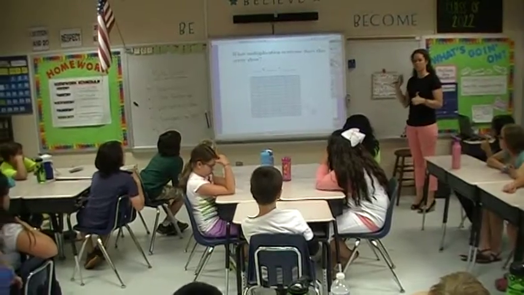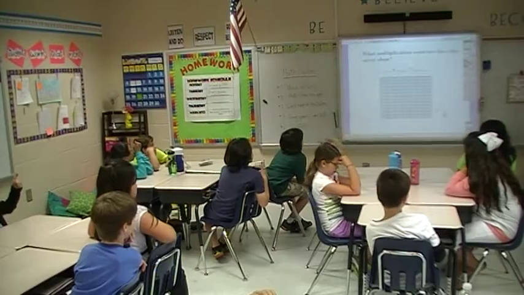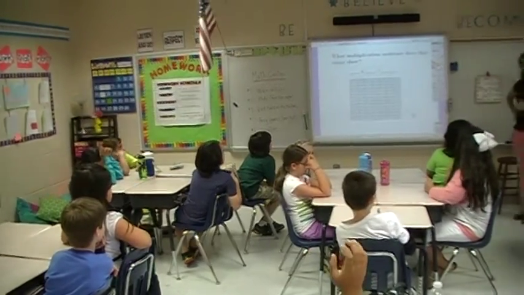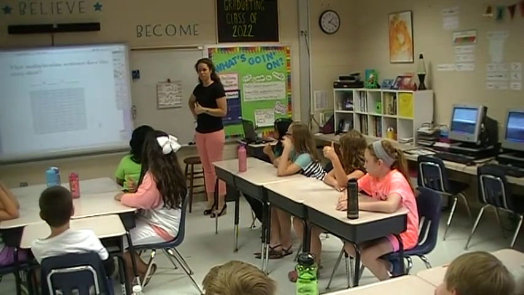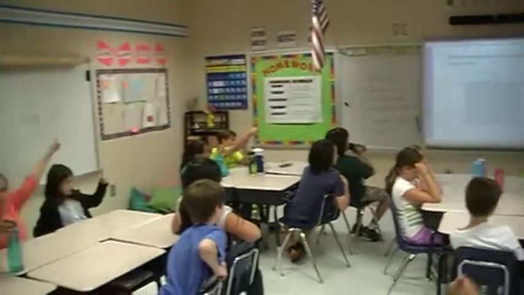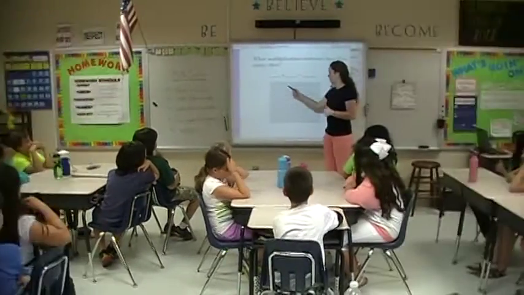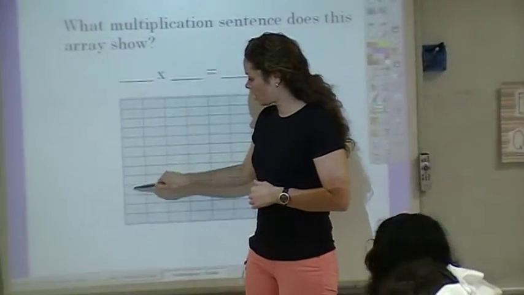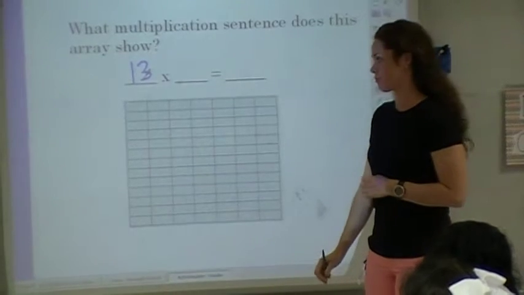Just the array. All right. Cooper, how many rows do you see? 13. Okay, so 1, 2, 3, 4, 5, 6, 7... 13. So how many in each group? Seven.